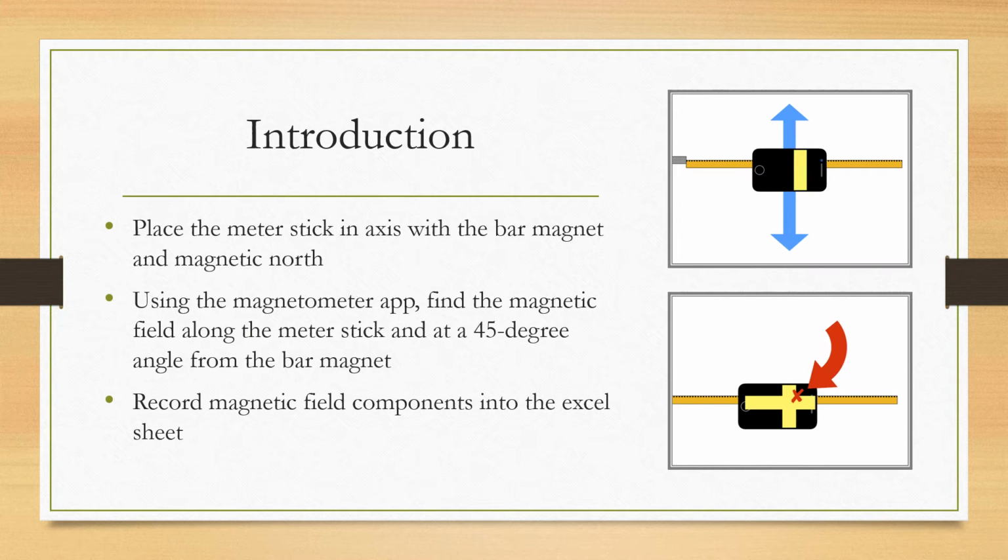The steps of this lab are to place a meter stick in axis with the bar magnet you have chosen, and to make sure that you compensate for the magnetic north by finding it to cancel it out. Then, using the magnetometer app, you have to find the magnetic field along the meter stick. You have to do this both in axis and at a 45-degree angle from the bar magnet. You have to record this onto your Excel sheet and also mark each point that you find it at.